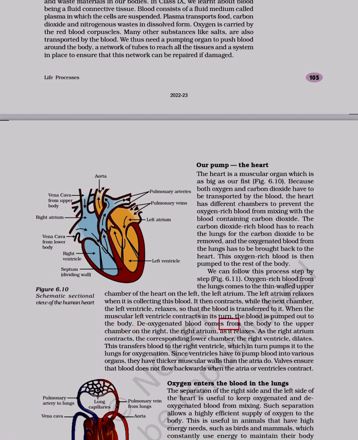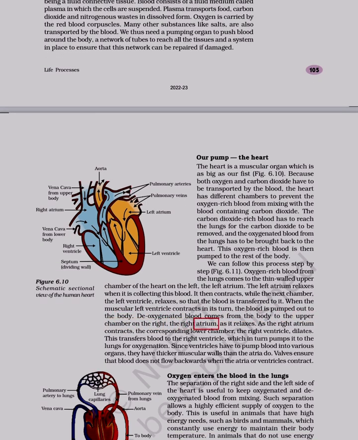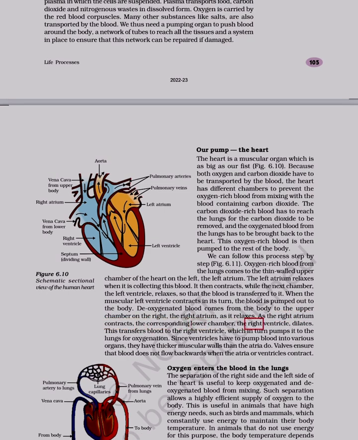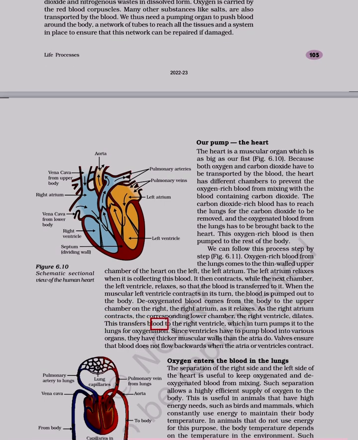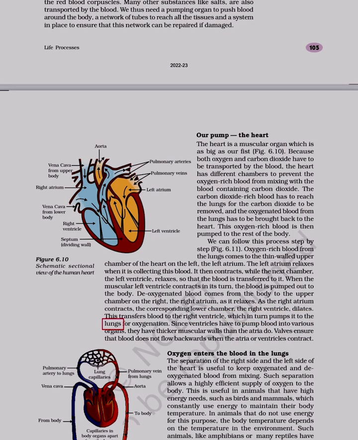The deoxygenated blood comes from the body to the upper chamber on the right, the right atrium, as it relaxes. As the right atrium contracts, the corresponding lower chamber, the right ventricle, dilates. This transfers blood to the right ventricle, which in turn pumps it to the lungs for oxygenation.